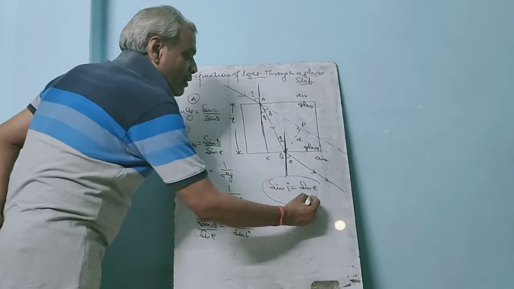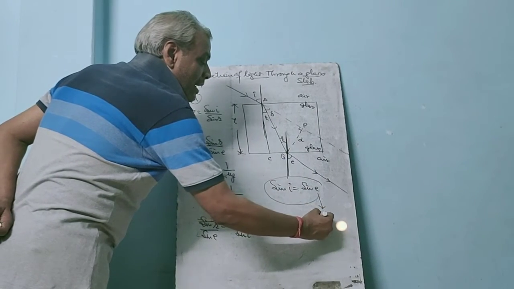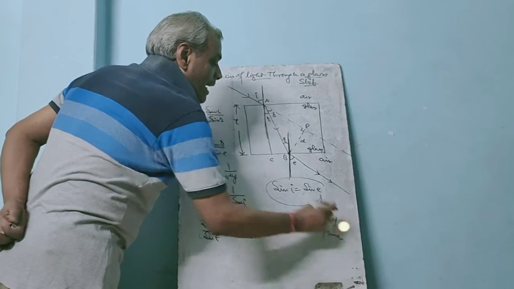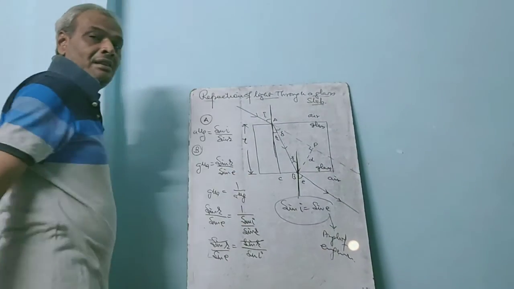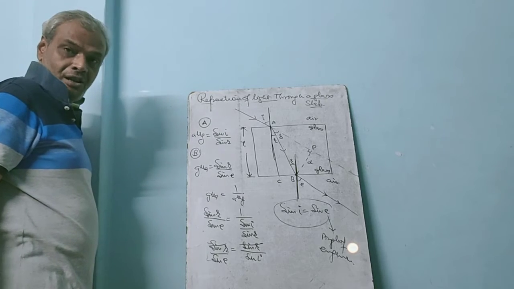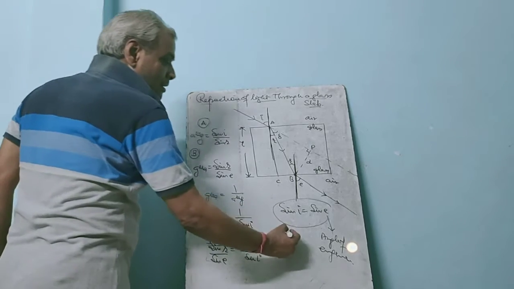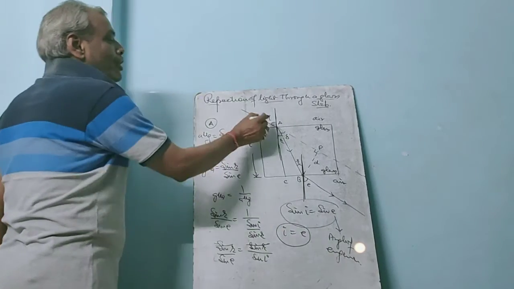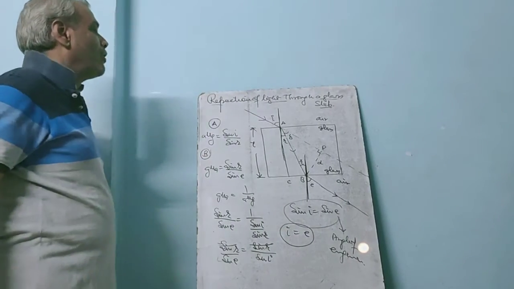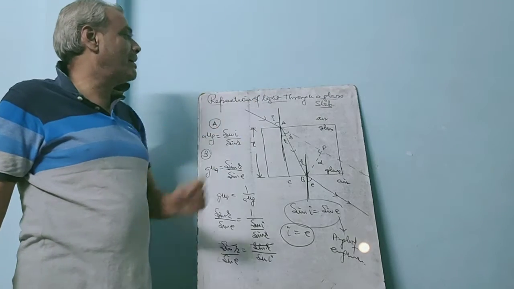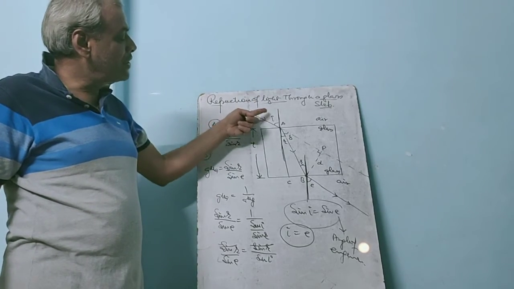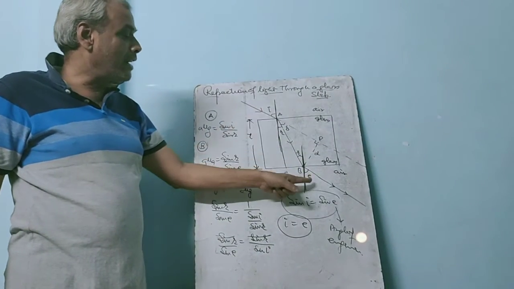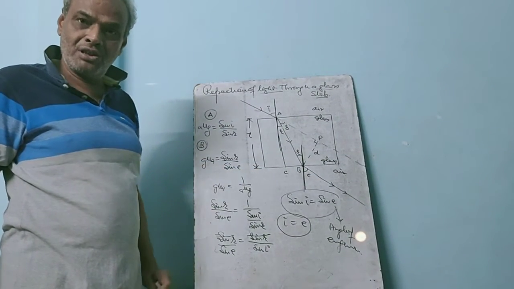You know what e is over here? e is the angle of emergence, and this ray is the emergent ray. Got it? It means i equals e. So when a ray of light is refracted through a rectangular glass slab, the angle of incidence and the angle of emergence are equal to each other.